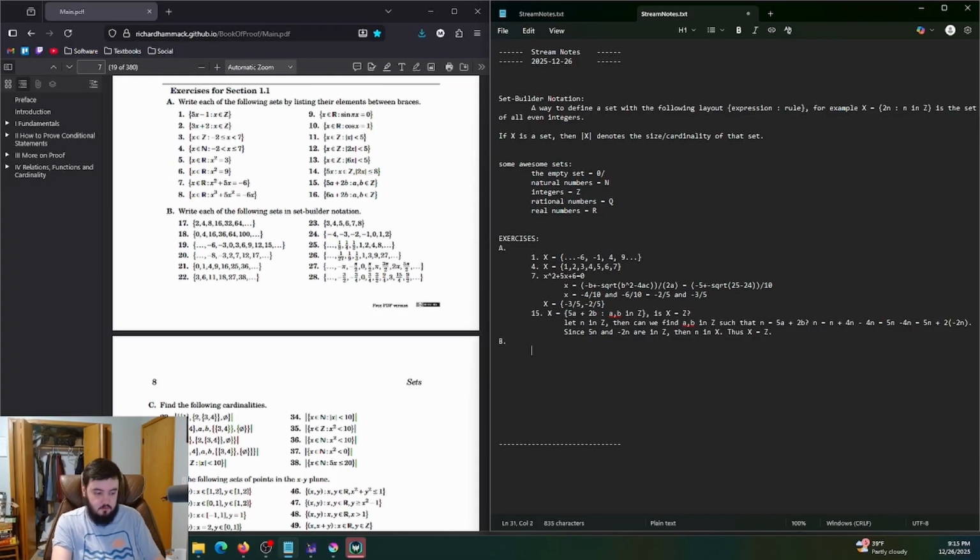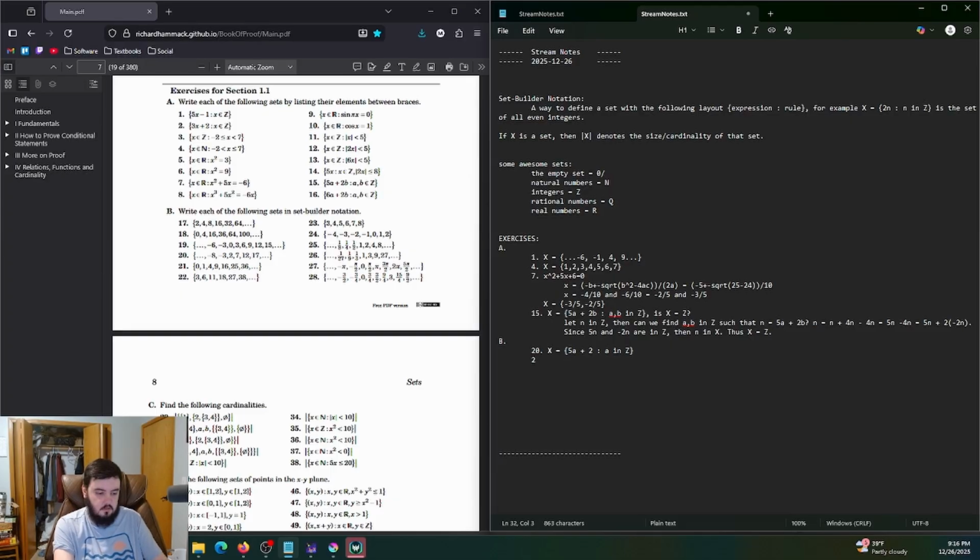Let's go, let's do 20. Okay, we got negative 8, negative 3, 2, 7, 12, 17. So this is clearly going to be, it's just increasing by 5 every time, and it starts at 2. It's going to be 5a plus 2 such that a is in Z. Done.